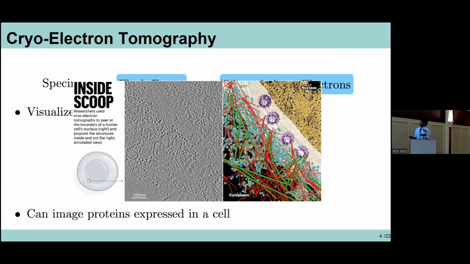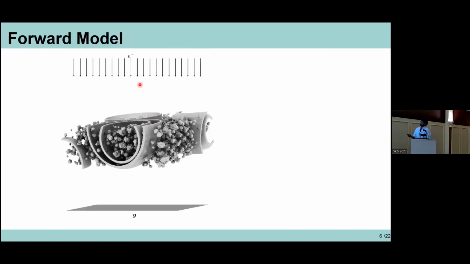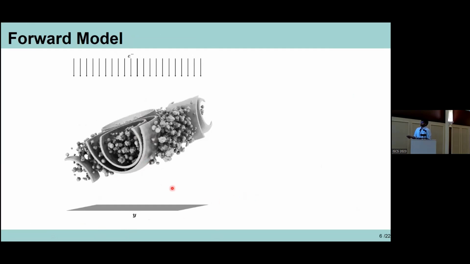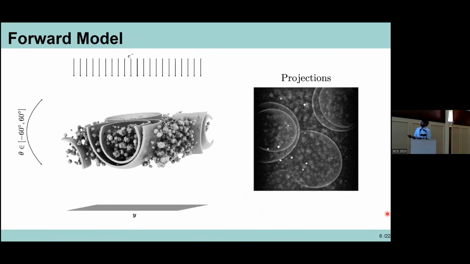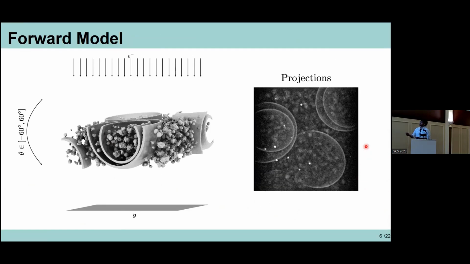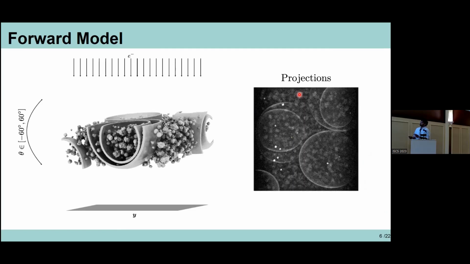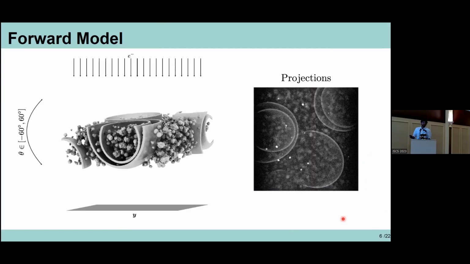So let's look at the forward model of the cryo-ET problem. You take the structure, shoot electrons in one direction and get the projection on the other side. Then you tilt the structure by a certain known angle and repeat the process, and you get a set of projections. Typically, based on the microscope, these tilts are constrained to minus 60 to 60 degrees, and the projections look something like this. You can see a clean movement from one projection to the other. But this is a very ideal setup.